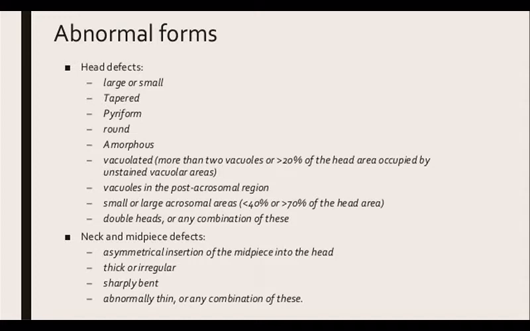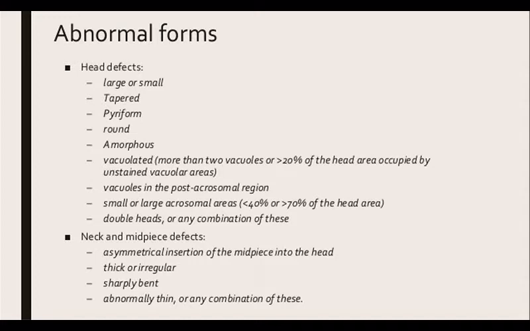More than 2 vacuoles, or more than 20% of the head area occupied by unstained vacuolar areas. Vacuoles in the post-acrosomal region may be seen. Small or large acrosomal areas, with less than 40% or more than 70% of the head area covered. Double head or any combination of these may be seen. These are defects in the head region.